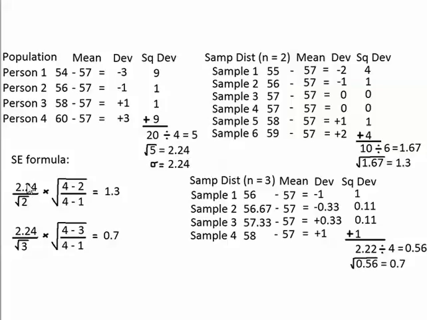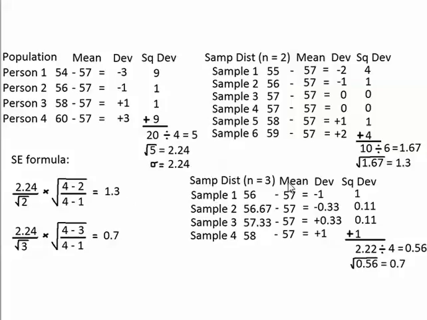Once I know what the population standard deviation is, I can just plug it into the standard error formula right here. And I would also plug in the population size of 4 and the sample size of 2. The sample size is 2 because I'm trying to find the standard error for the sample size of 2. After I go through all of this work right here, I would get 1.3 as my answer. So both methods would tell me that the standard error for the sample size of 2 is 1.3.